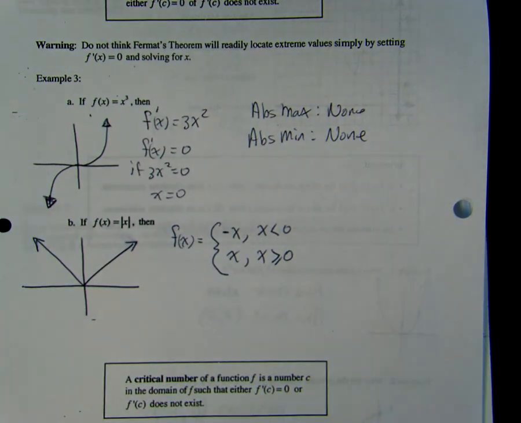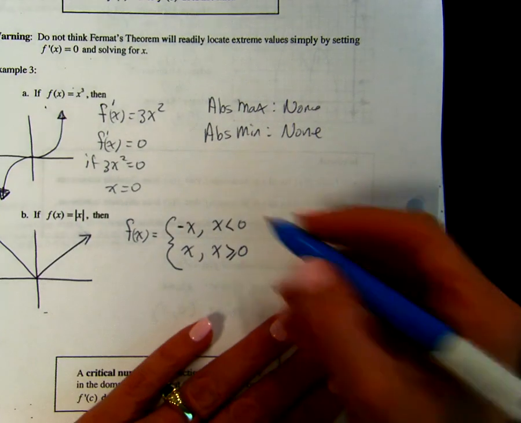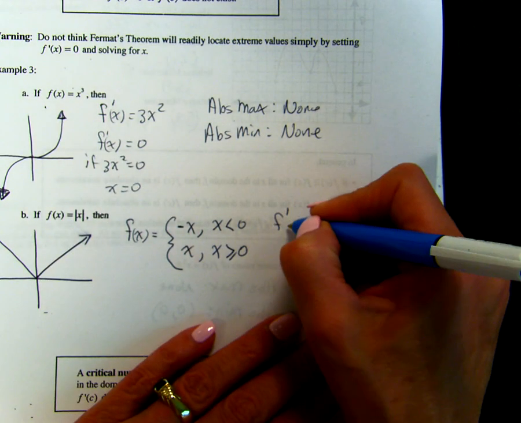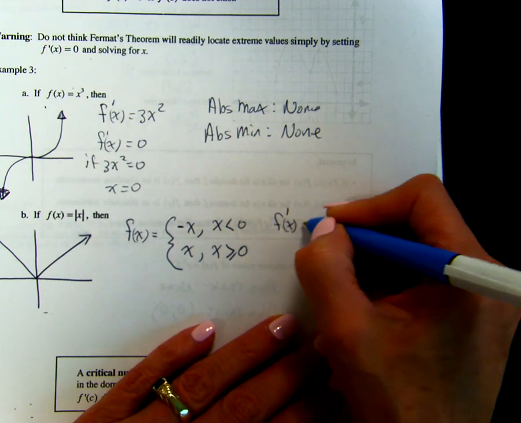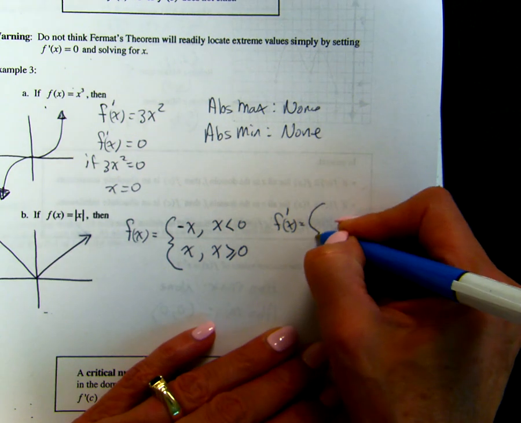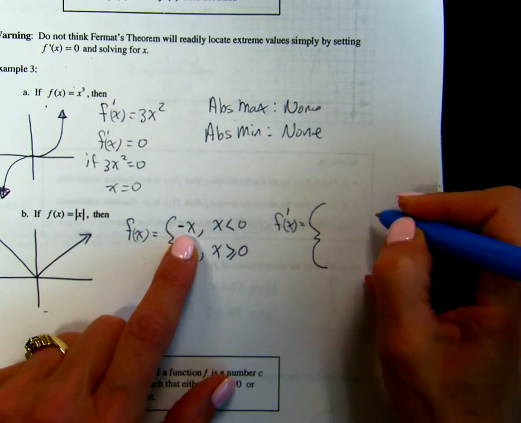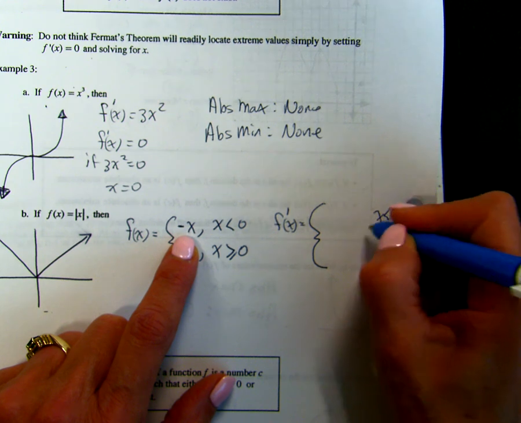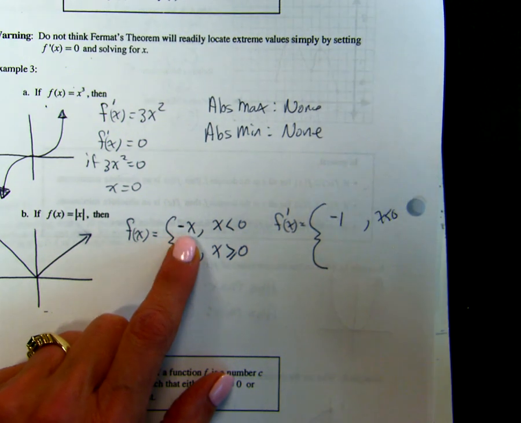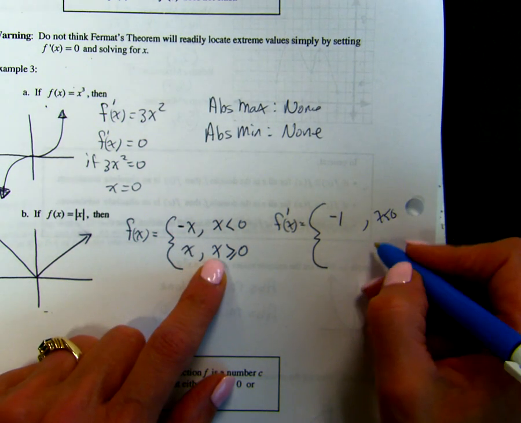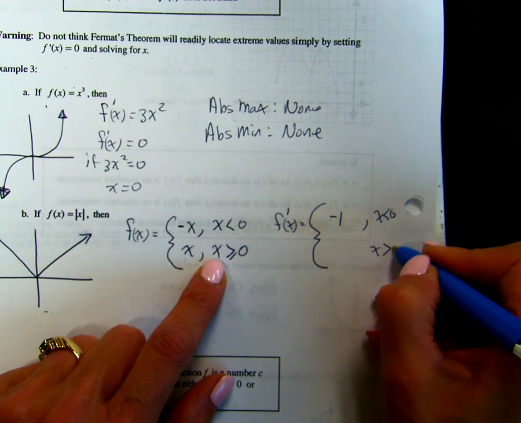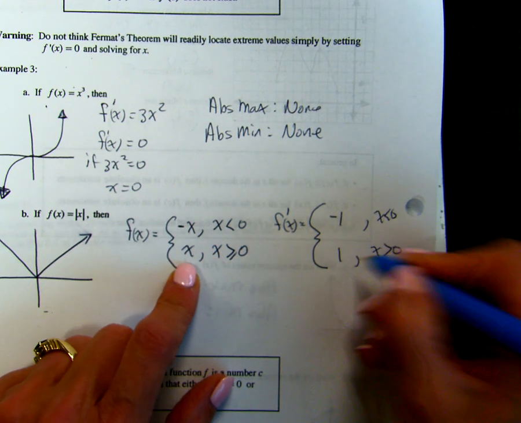Okay, what is the derivative at 0? What is f prime of x? Well, a piecewise defined function has a piecewise defined derivative. When x is less than 0, the derivative is -1. When x is greater than 0, the derivative is +1.